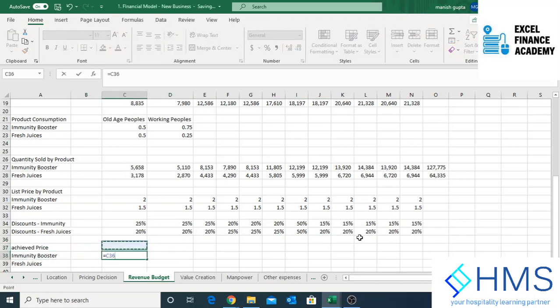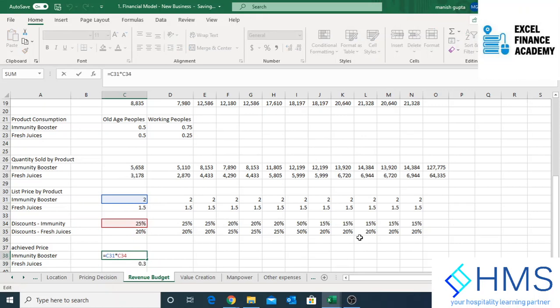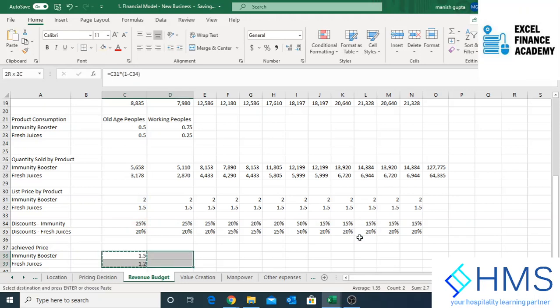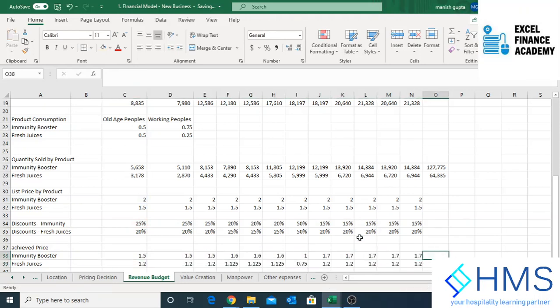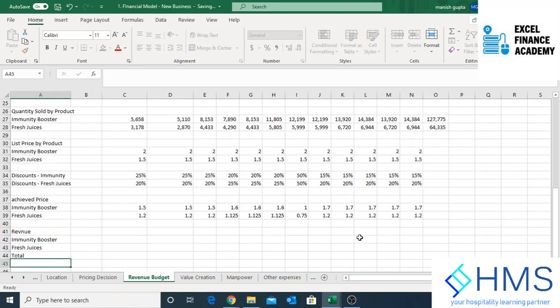So what is your achieved price going to be? You can multiply the price by 1 minus the discount. Sorry, this is the discount. So you will be able to achieve 1.5 and $1.2. Sorry, you don't have to do the sum for this. And then you will finally be able to get your revenue. So revenue for each product, so you can just multiply the quantity which you sold by the immunity booster price.